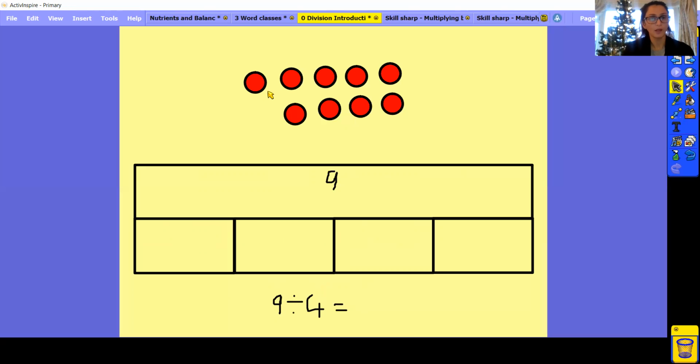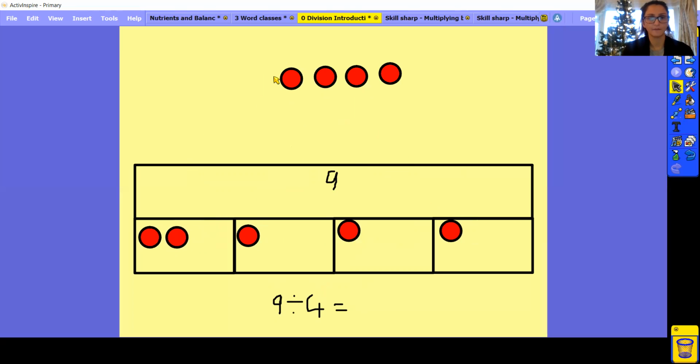So let's share this out equally. 1, 2, 3, 4, 5, 6, 7, 8. Right. I won't be able to put this last one in because I won't have equal groups. They will have 3 that are the same, but 1 that is different. So I'm going to have to leave this one out.